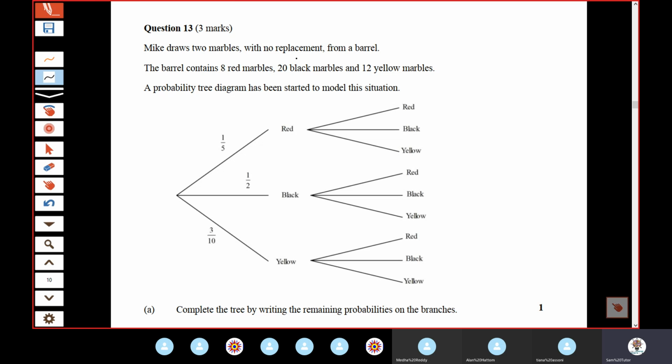Mike draws 2 marbles with no replacement from a barrel. The barrel contains 8 red, 20 black, 12 yellow. A tree diagram has been started for you. Just be careful to not get fooled with these numbers.